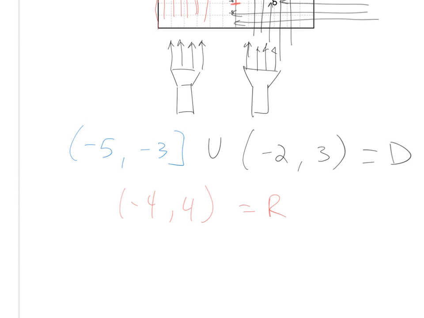How do I write this in interval notation, in set notation? Negative 4 less than, not less than or equal to, just less than Y less than 4. That's another way of writing the range, if it's more clear, because I want you to see that these are the same thing.